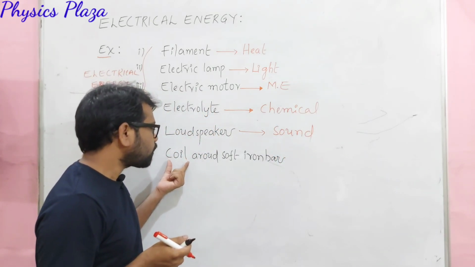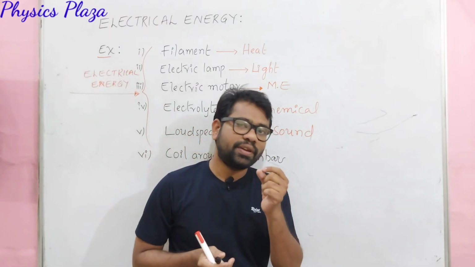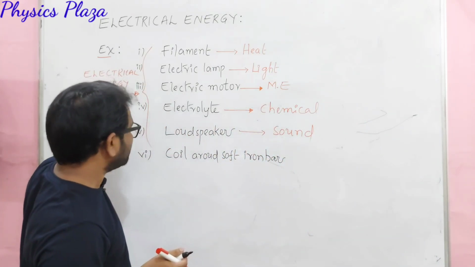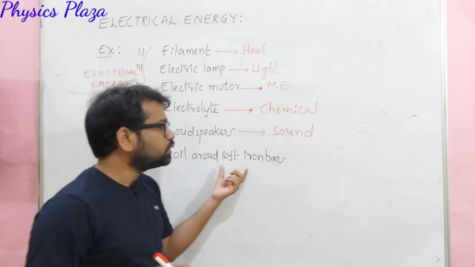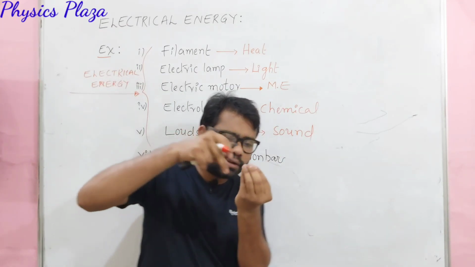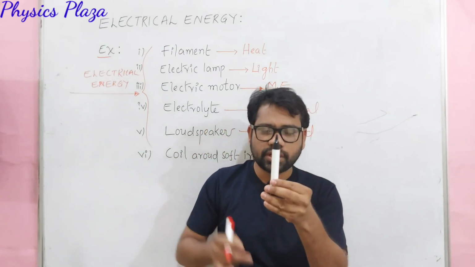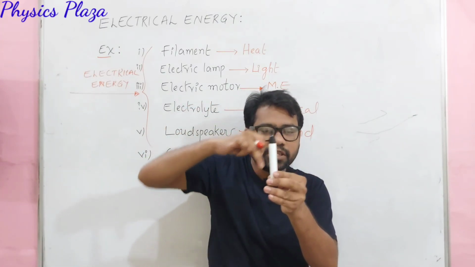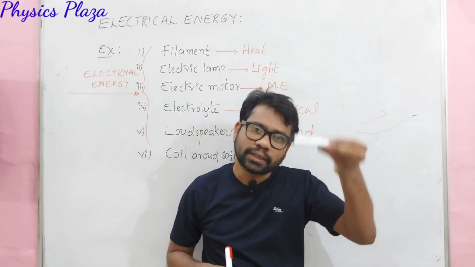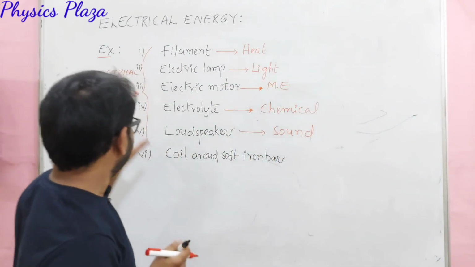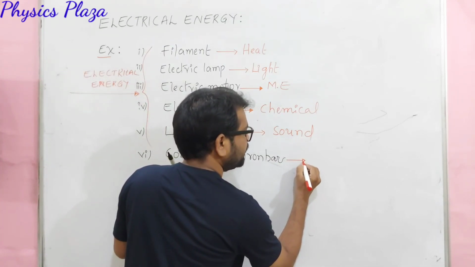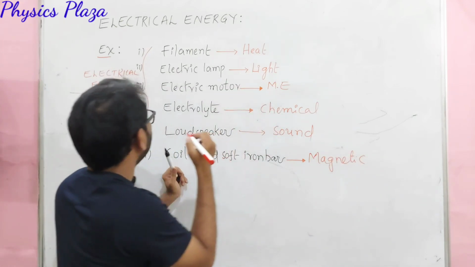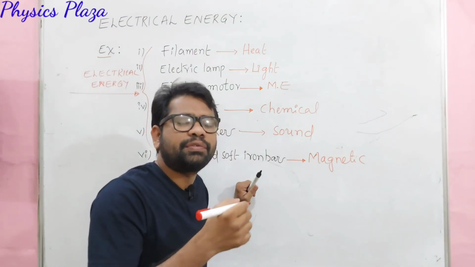And here let us look at this coil around the soft iron bar. It's very, very important. This point we will learn in electromagnetism. What happens when electric energy passes through the coil which is around this soft iron bar? Around the soft iron bar, some coil is there. If electrical energy is passed through this coil, it behaves like a magnet. Means electrical energy is converted into magnetic energy. So dear children, this is how we can convert electrical energy into different forms of energy.